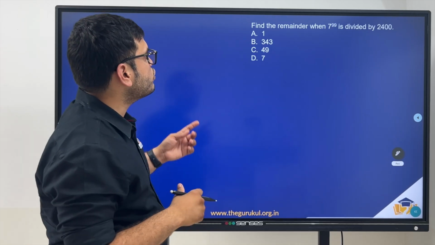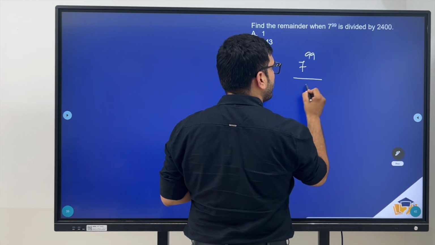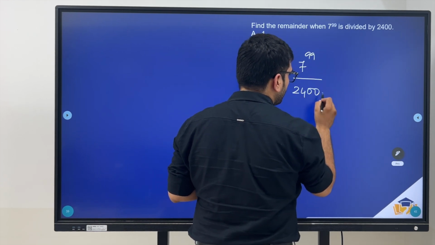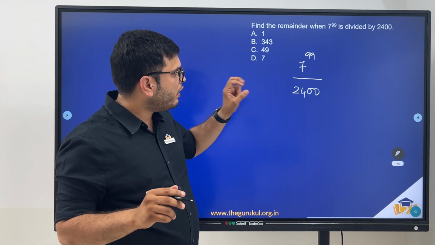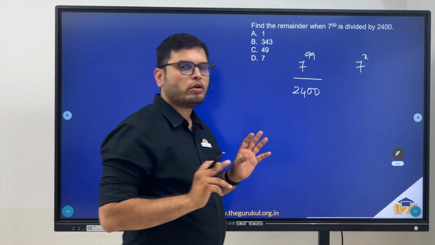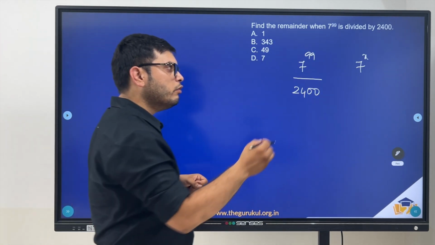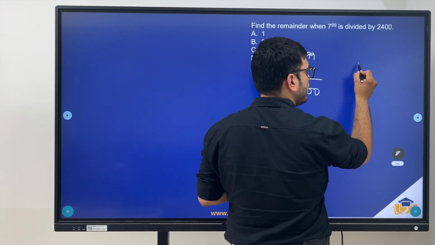Now, coming to the third question, find the remainder when 7 power 99 is divided by 2400. Whenever you come across these types of questions, you need to check if we have any number in the form of 7 power x close to 2400. And we know that 49 square is 2401.